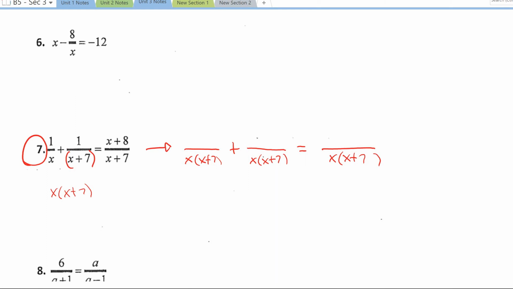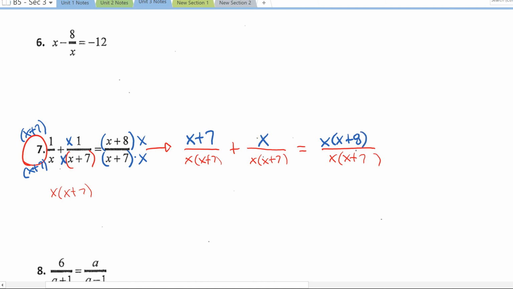Okay, same process. What does each fraction need? The first fraction needs to multiply by x plus 7. The second fraction needs to multiply by x. So we get x on the top. We got x plus 7 times 1, of course, on the first fraction. And then the third fraction again needs to multiply by x. So we multiply the numerator by x. That gives us x times x plus 8.